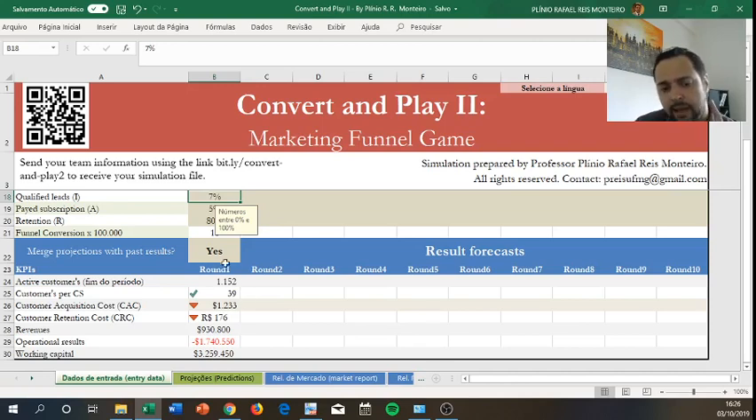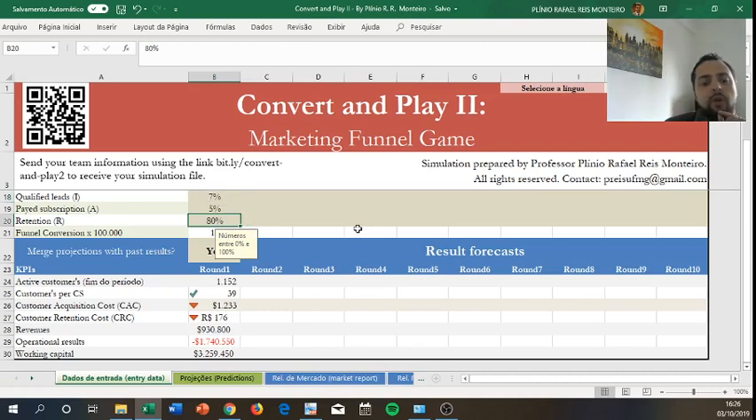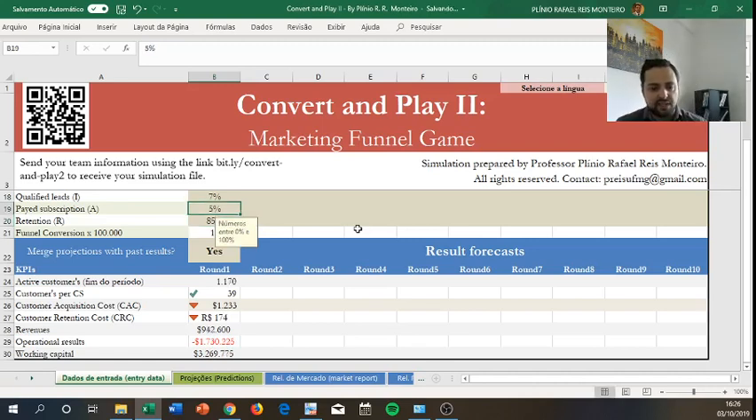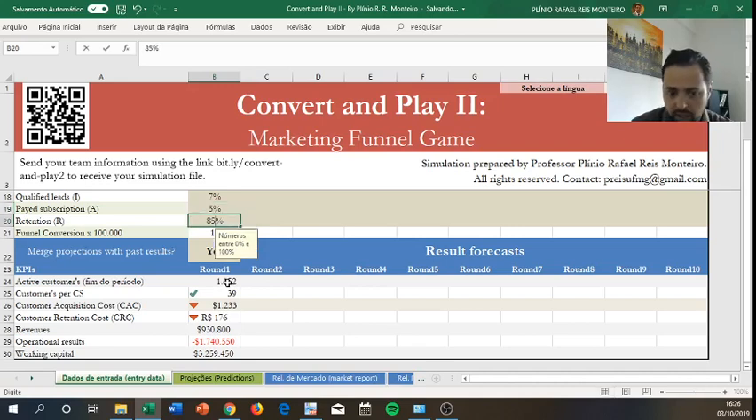So in that case, I really believe that my retention rate will be higher, because all my employees have time to work with each customer. So I will improve that, because I believe that I can achieve even something better. As you can see here, when I do that, there was a change here, and by changing my retention rate, this means that the active customers in the end of period will also increase.